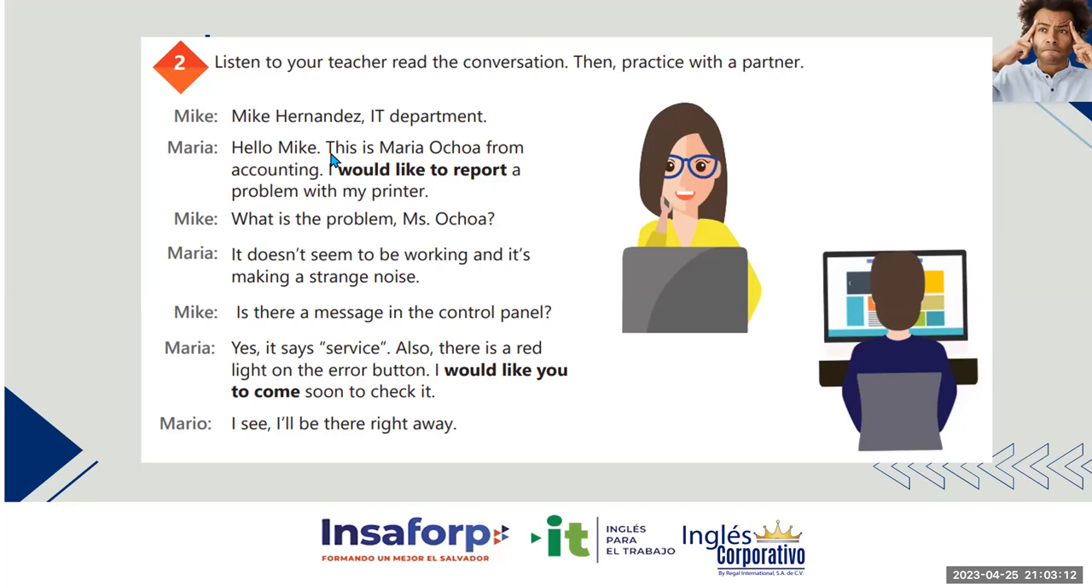Mike Hernandez, IT Department. Hello, Mike. It is Maria Ochoa from accounting. I would like to report a problem with my printer. What's the problem, Miss Ochoa? It doesn't seem to be working and it's making a strange noise. Is there a message in the control panel? Yes, it says service. Also, there is a red light on the error button. I would like you to come soon to check it. I see. I'll be there right away.